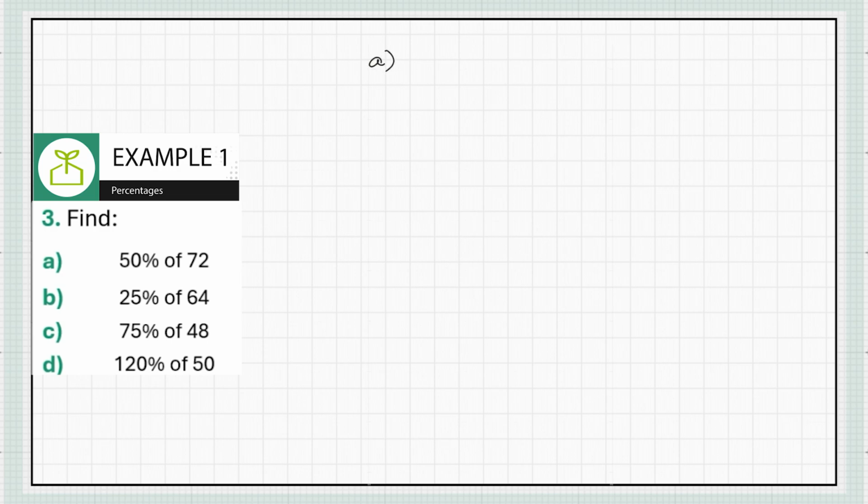So let's get started by finding 50% of 72. So A, 50% of 72. Now let's express 50% as a fraction: 50 out of 100. This symbol here just means out of 100. So you read 50 out of 100 is the same as 50 percent. Right, so of, we're going to replace the of with a multiplication symbol. Now you can leave it as 72, or you can have it as 72 over 1. It's exactly the same thing.